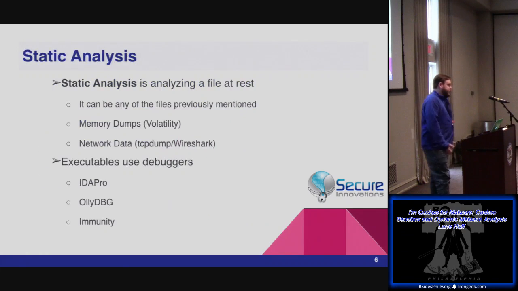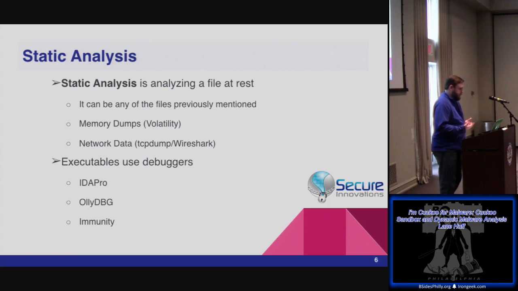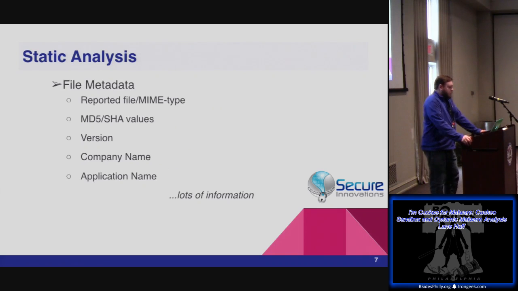But before we get too deep into that, we do need to talk about static analysis, because that's where everything kind of started off in the malware analysis community. Static analysis is analyzing the file at rest. It can be any of the files that you run, because again, malware spreads by being run in a lot of cases. But you can also look at memory dumps. You can look at network data, like a tcpdump file or PCAP file, and then a lot of people use debuggers, and we've listed a few examples of debuggers up here.